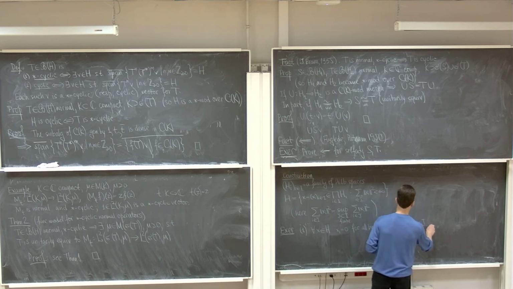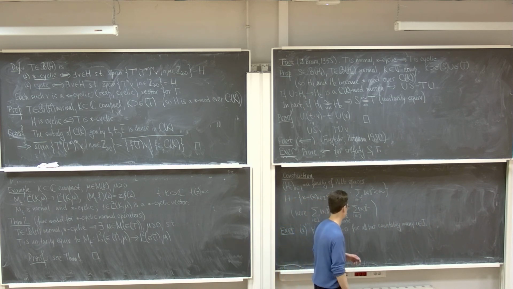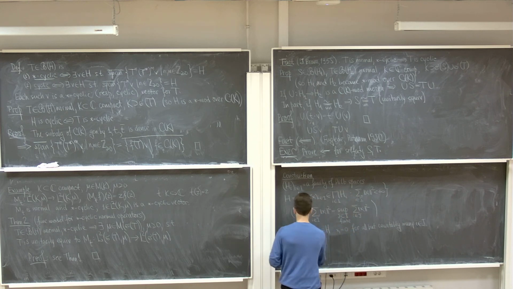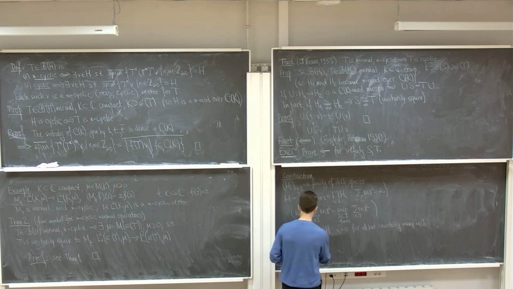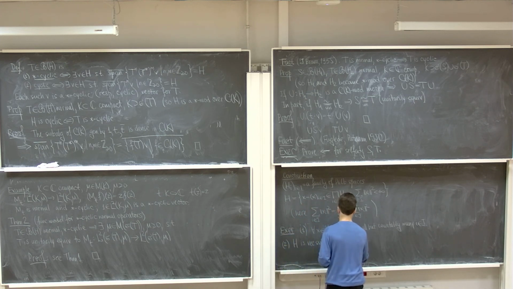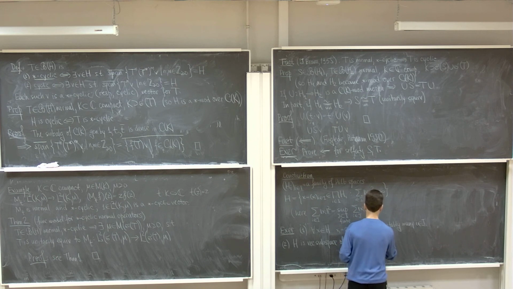In other words, each such element in this product is supported on a countable set. And exercise 2: H is not just a set. H is a vector subspace of the product. And it is actually a Hilbert space.